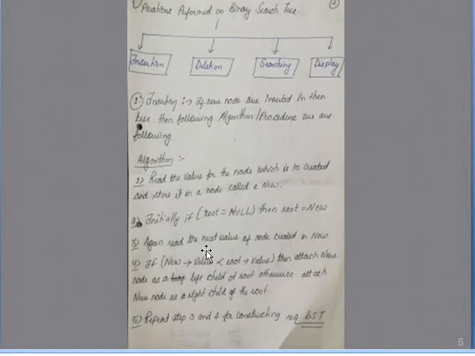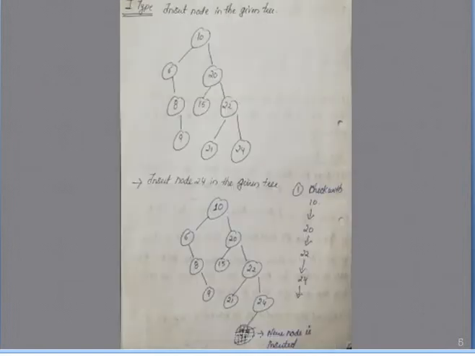We are repeating this process 3 and 4 for constructing the required binary search tree. To understand this, let us consider one tree. So we are having this tree. In this, what we have to do is insert a node in the given tree. We have to insert the node 24 in the given tree.